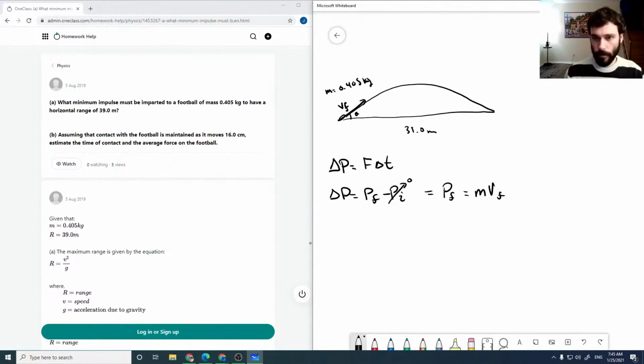So now we can figure out what velocity it needs to have to cover this 39 meters. So first of all, if we have our VF, this is the Y component and the X component, and there's our theta. So we have some VF cos theta is our VFX, and our VF sine theta is our VFY.